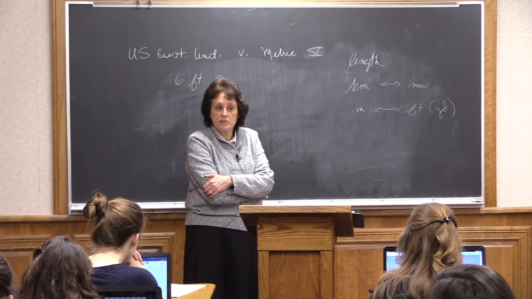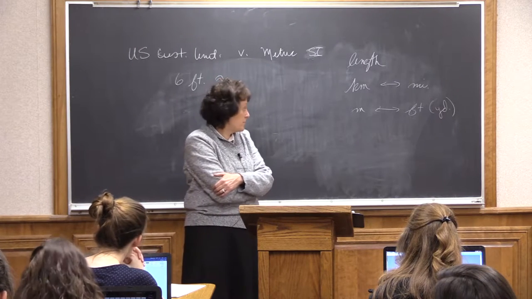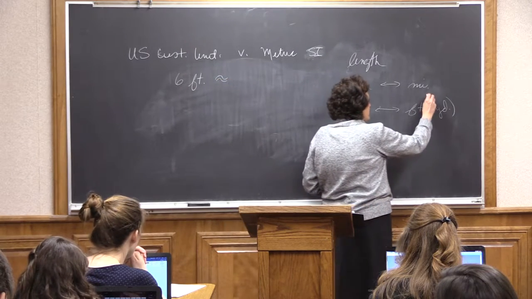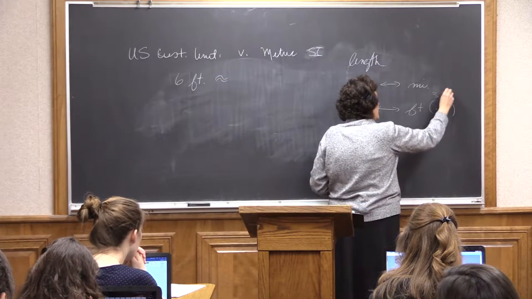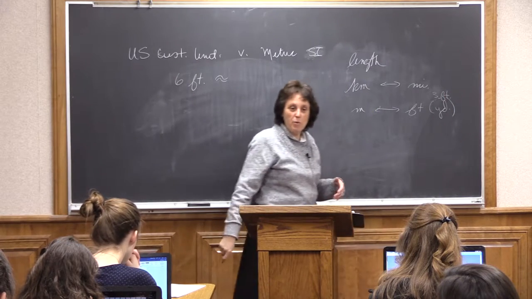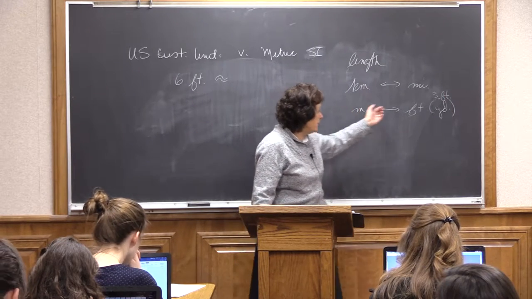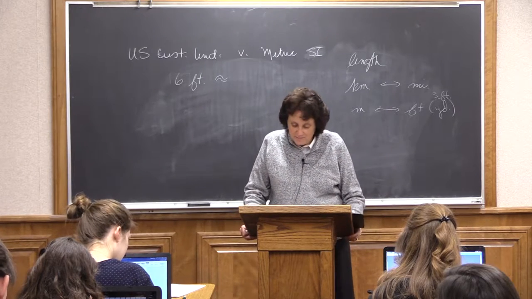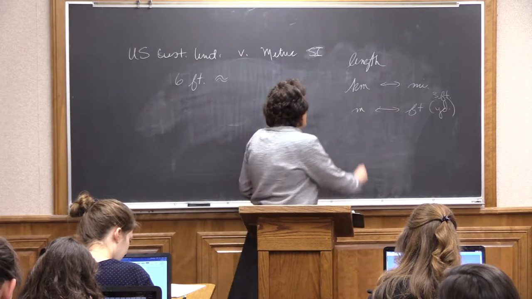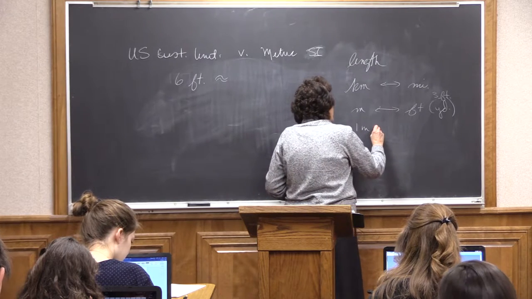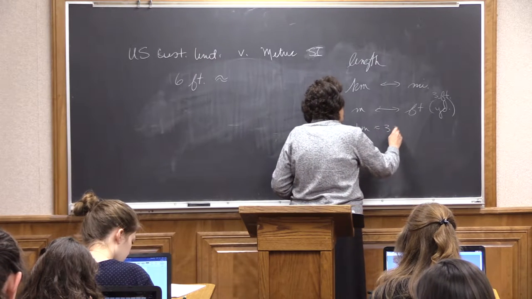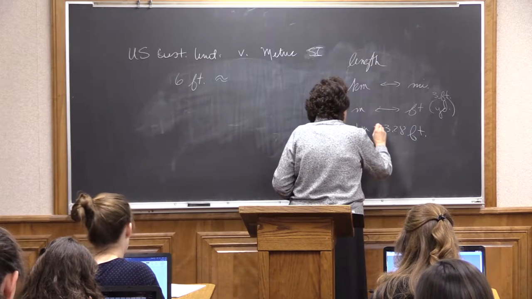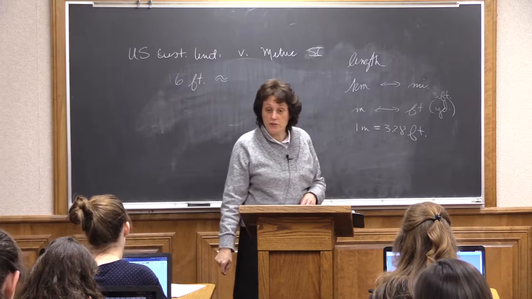As far as construction and things like that, we use feet. But we know, of course, that 3 feet is a yard. So most of the time we're going to be converting between meters and feet. I didn't give you a meter to feet conversion. There is one. 1 meter is approximately 3.28 feet, because a meter is larger than a yard.